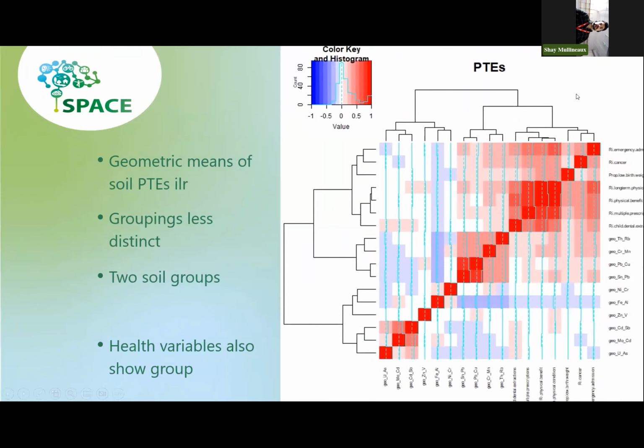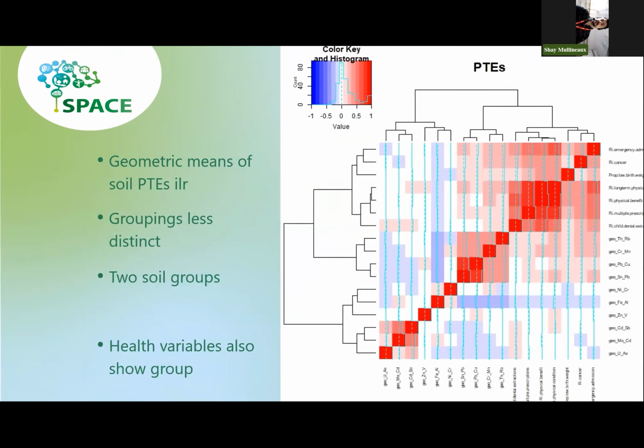So geometric means, let me just move that over this way. There we are. Okay, so geometric means, so we've got the groupings here a little bit less distinct when using the ILR. That's to be expected. We've simplified the data in a way by looking at the subcompositions rather than preserving the original geometry of the table or the data set.